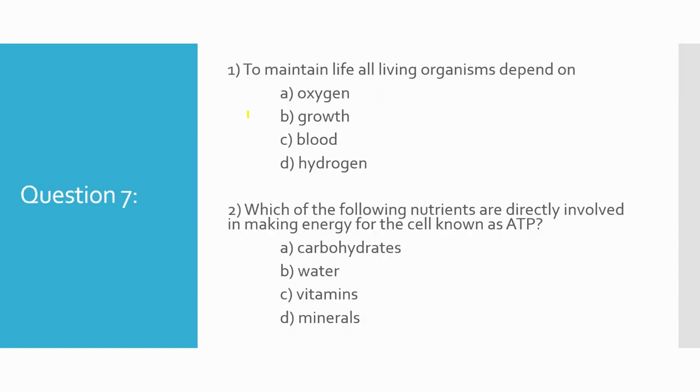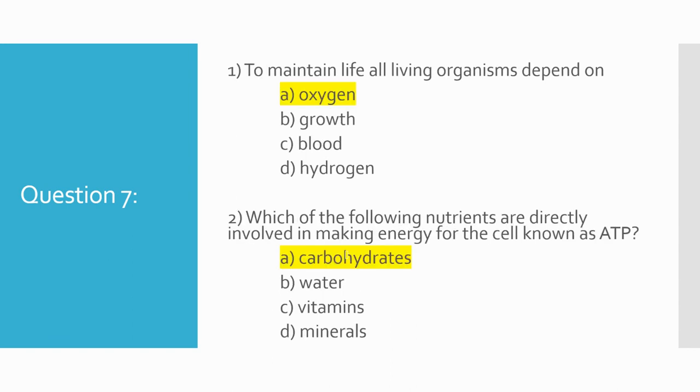So a couple more questions about this objective. To maintain life, all organisms depend on, one of our absolutes that we must have is oxygen. And then which of the following are directly involved in making energy known as ATP? So the nutrients that specifically helped us make ATP are carbohydrates. So we have to have oxygen and we have to have carbohydrates, and both of those together actually help us make ATP.